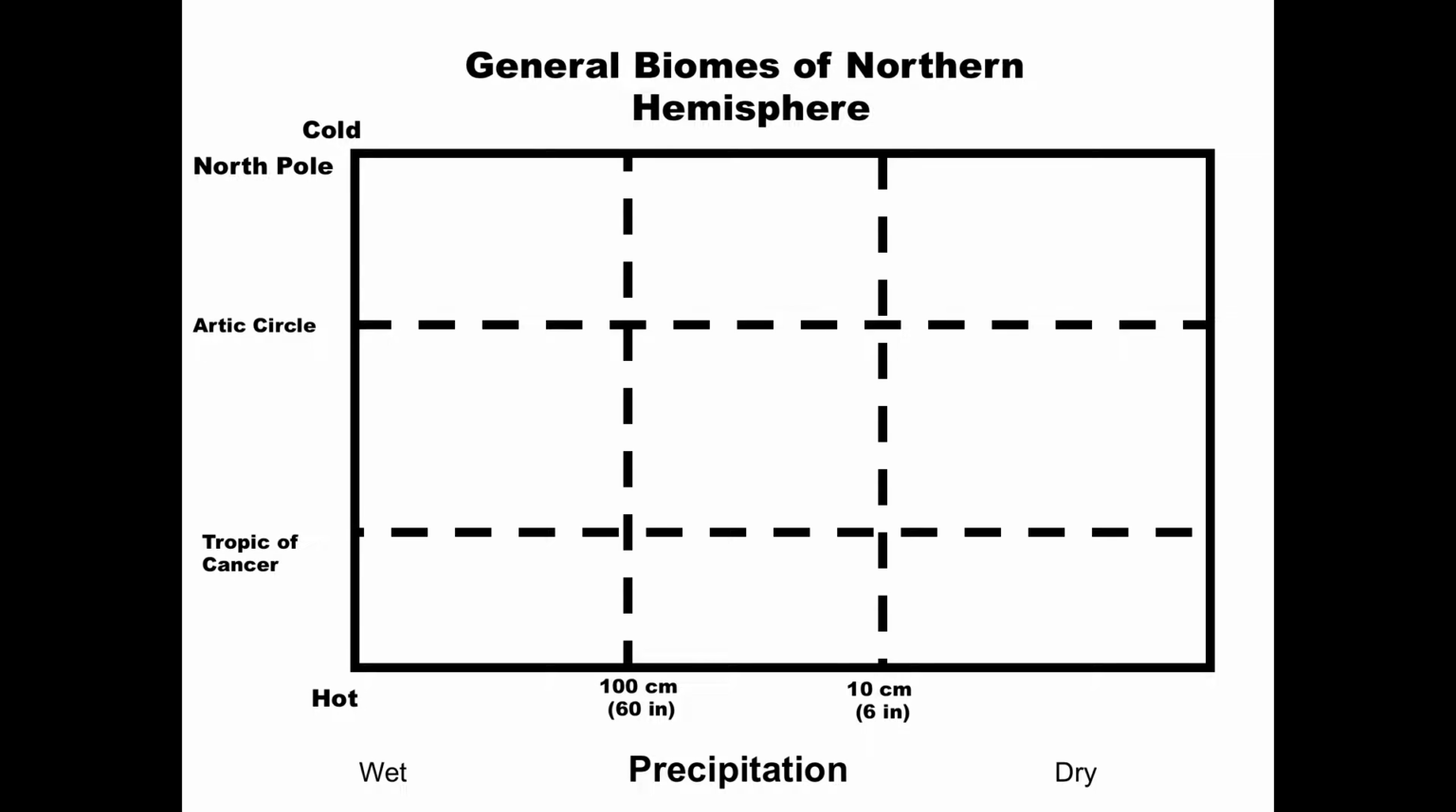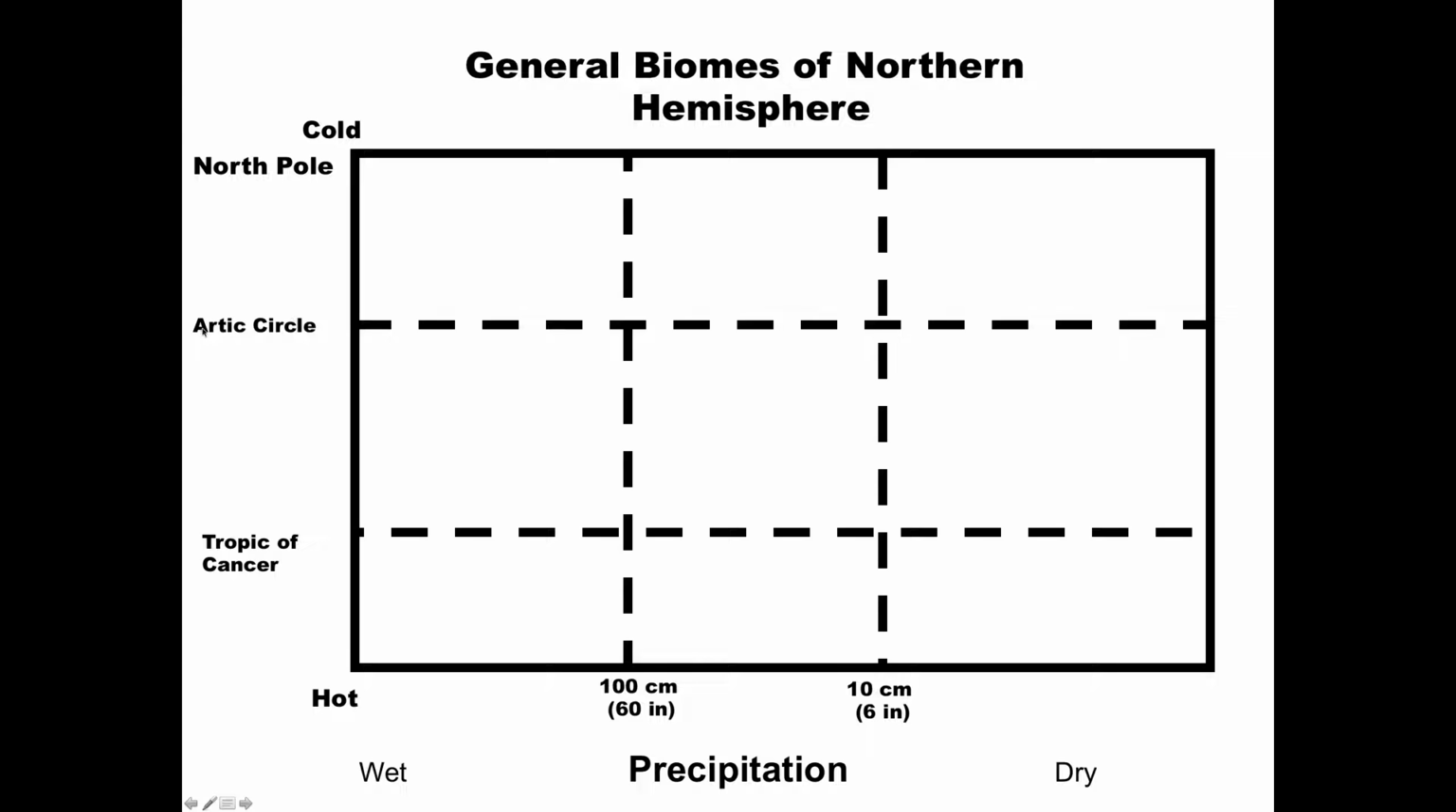So I'm using this diagram to basically give you a general idea of the biomes of the Northern Hemisphere, focusing on the Northern Hemisphere because that's where most of the land is. So let's look at the graph and focus on the axes first. Looking on this vertical axis, I'm talking about temperature. Cold, and when I mean cold, I'm thinking North Pole cold.